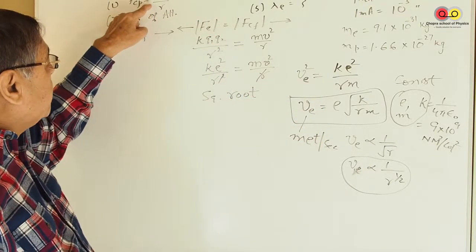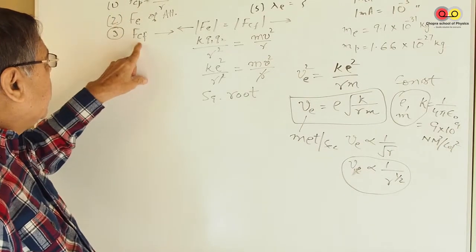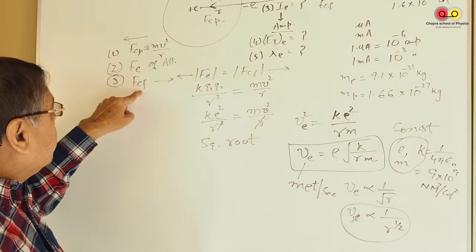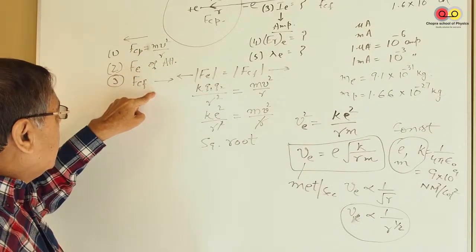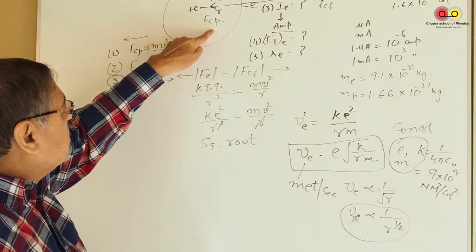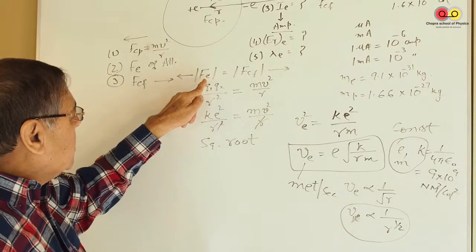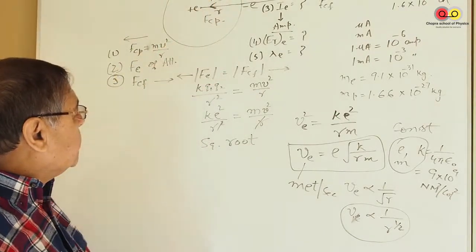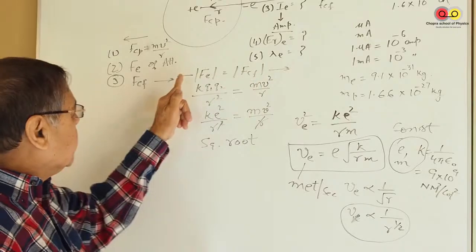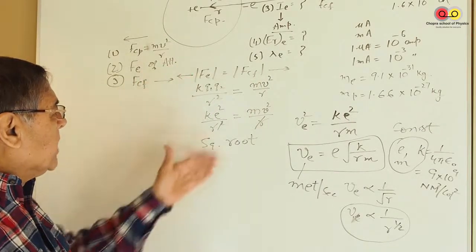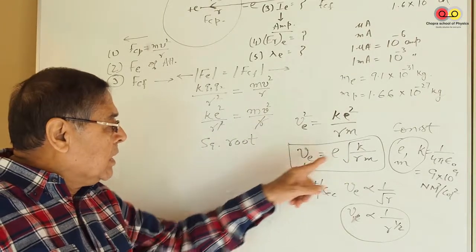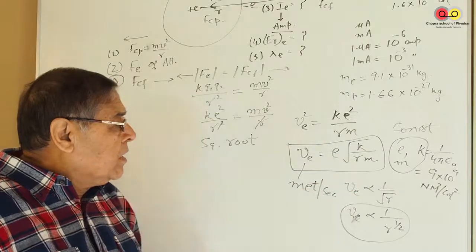The involvement is of centripetal force, which is numerically equal to centrifugal force. The centripetal force and the centrifugal force, their magnitudes are equal, but directions are opposite. But centripetal force is comparable to electrical force. So we have written, when electrons revolve around the nucleus, these two forces are equal in magnitude but opposite in direction. And then we have applied the various formulas and reached the conclusion that the speed of the electron is e times the square root of k by mr.